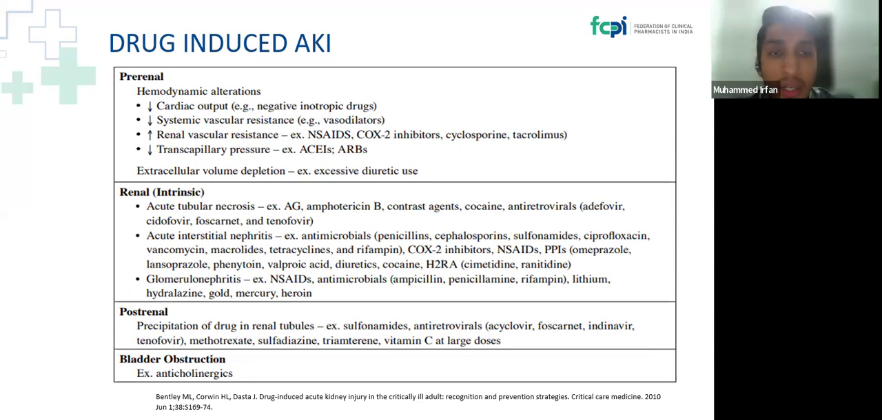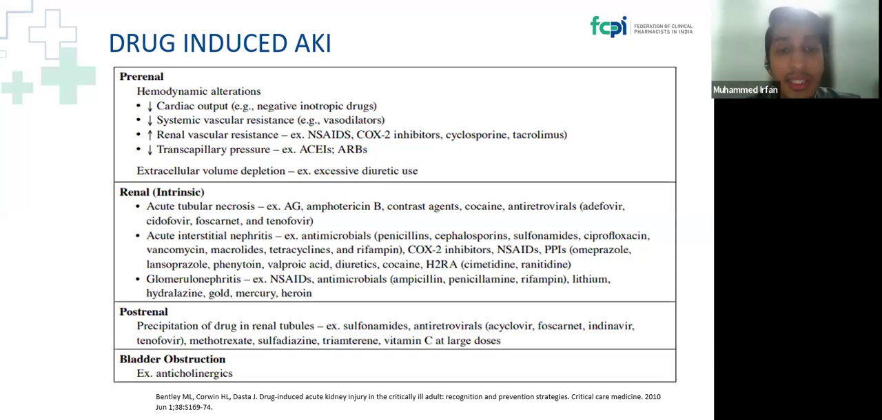The pre-renal category is the hemodynamic alterations, in which the renal vascular resistance has been increased by drugs like NSAIDs, COX-2 inhibitors, and immunosuppressants like cyclosporine and tacrolimus. And we have transcapillary pressure decreasing, for example by ACE inhibitors or by ARBs. As we will inquire in the medication reconciliation, we should thoroughly check their history, so ACE inhibitors and ARBs.